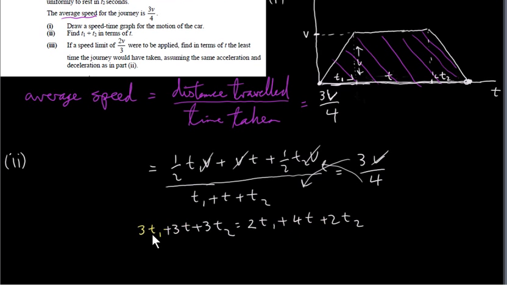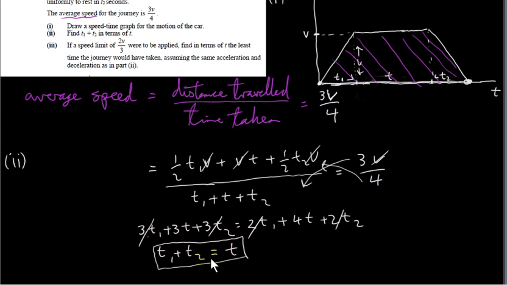So let's bring all the t1s and t2s to one side. So we have 3t1 minus 2t1, that's just 1t1. We have 3t2 minus 2t2, that's 1t2. So we do actually get t1 and t2 in this form, 1t1 plus 1t2. And I bring t's to the other side. So we have 4t on the right hand side, minus 3t is 1t. So it's actually t1 plus t2 equals 1t.